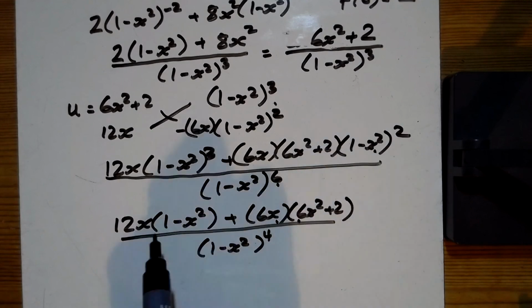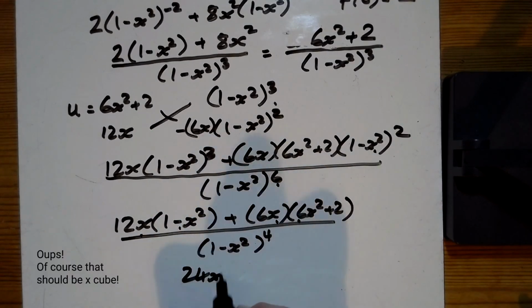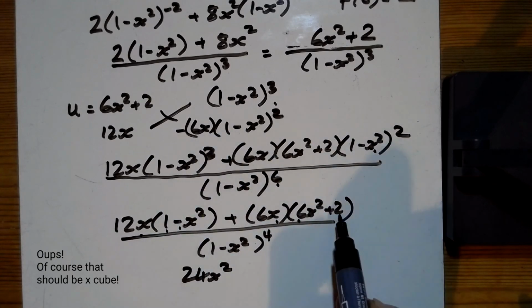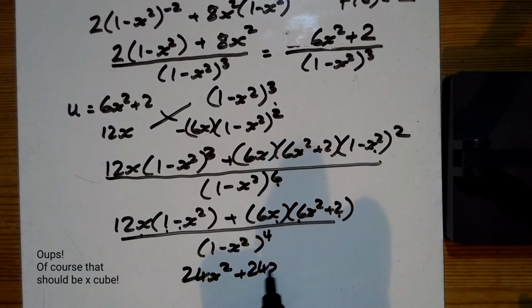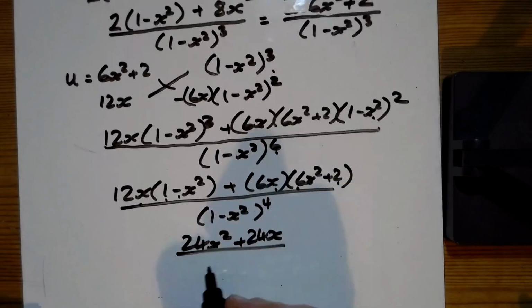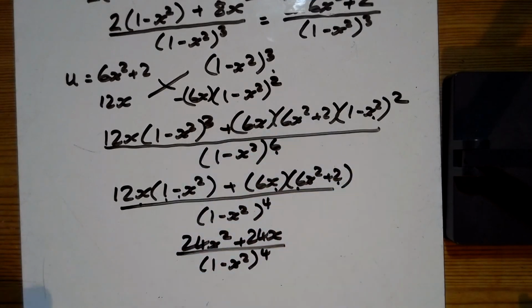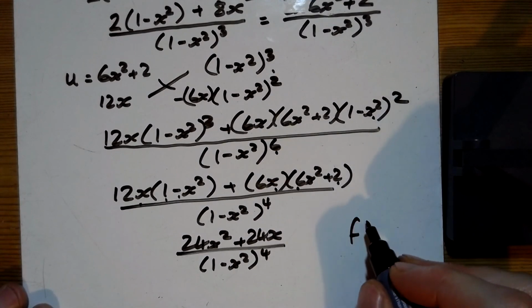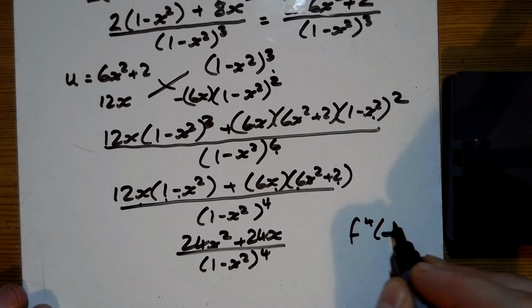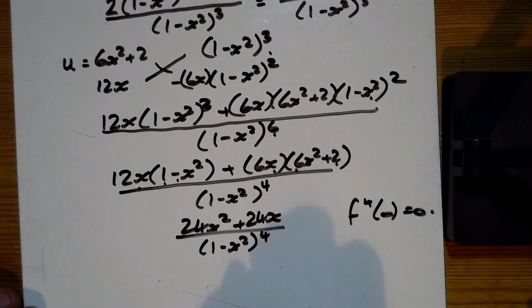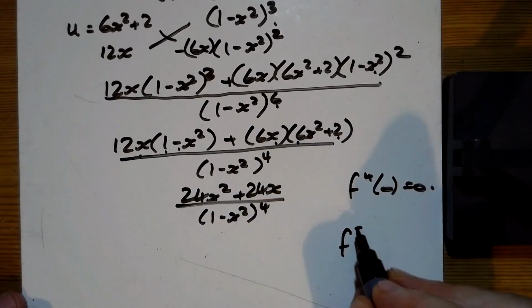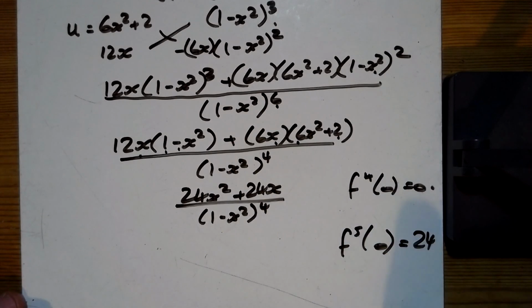Yeah, we got 36 here. Take away the 12, so I've got 24x squareds. And then I've got 12x here and another 12x here, so I've just got plus 24x, and that's all over 1 minus x squared all to the 4. The issue is, of course, that one's 0. What's that? That's the fourth one, isn't it? And you get one more to go, and when that differentiates, the fifth one is going to make 24 as it all goes through there.